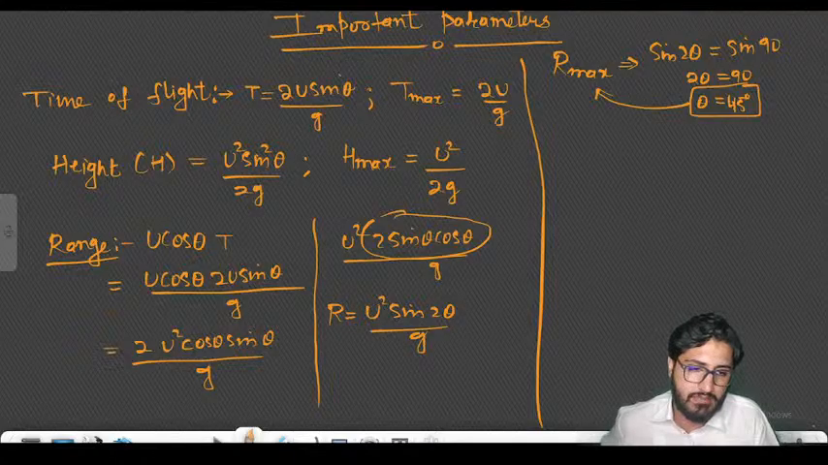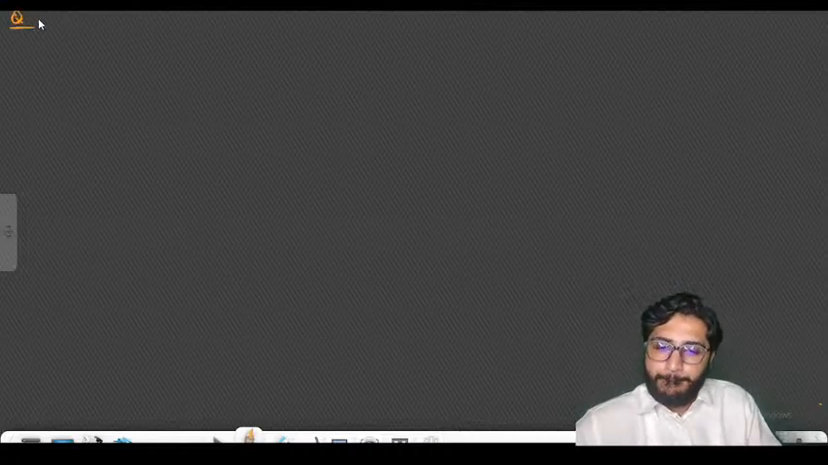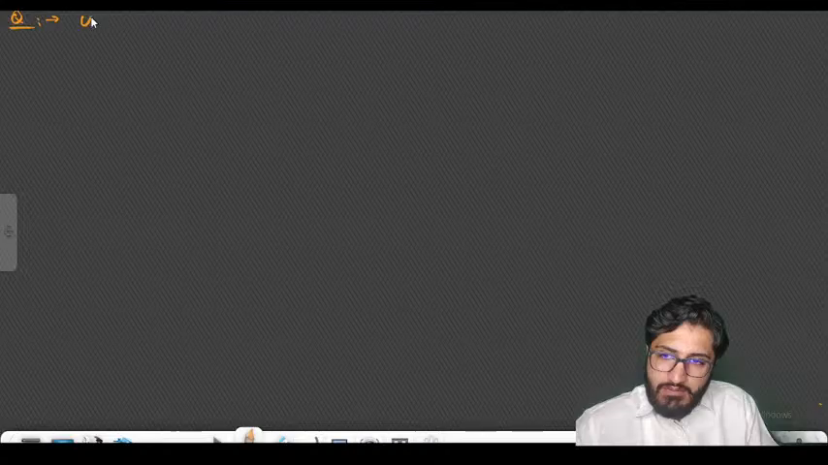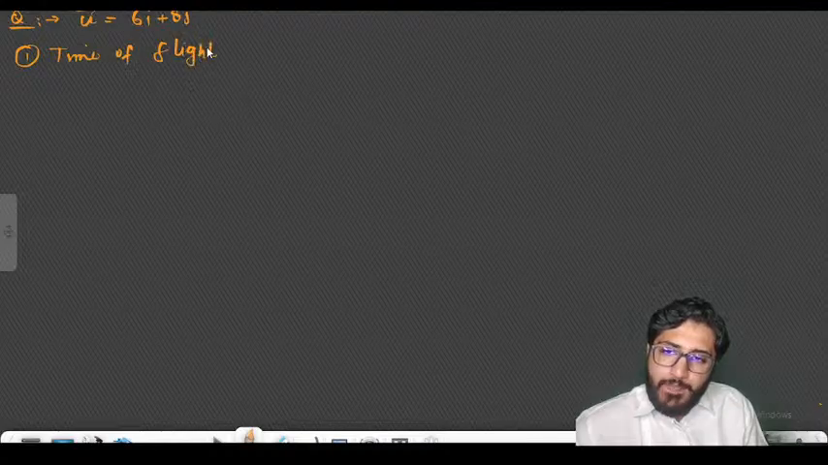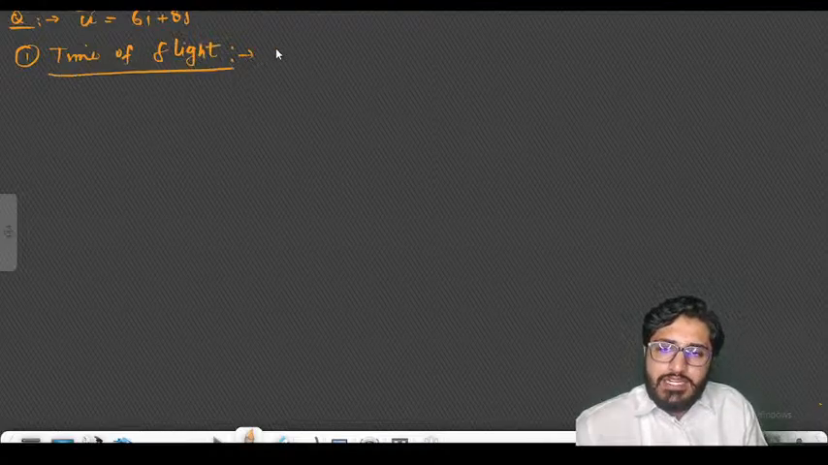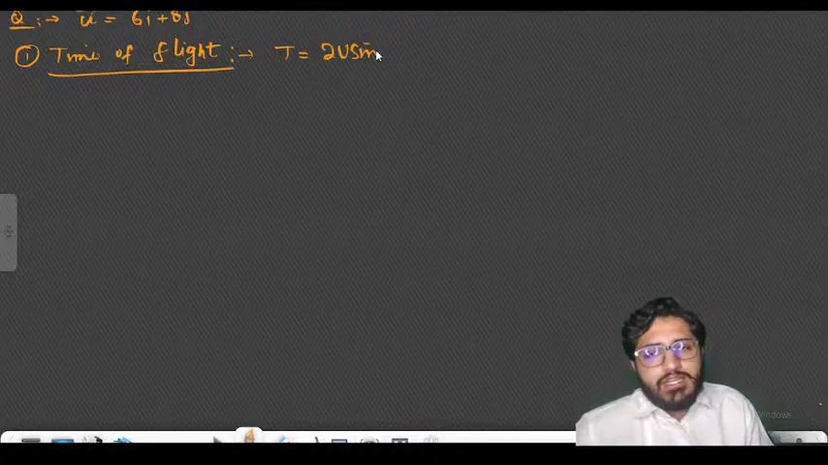Now let us do some numericals based on these two topics only. The velocity is given as 6 i cap plus 8 j cap. First, find the time of flight. So what is time of flight? T is equal to 2u sine theta by g, is it?